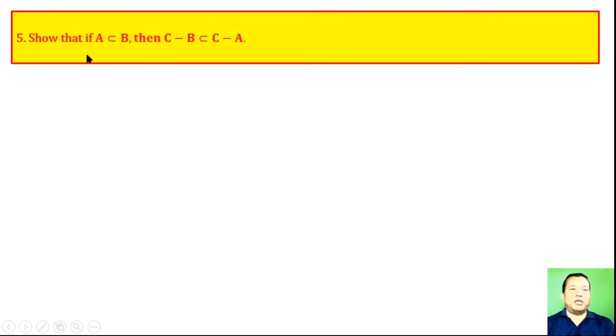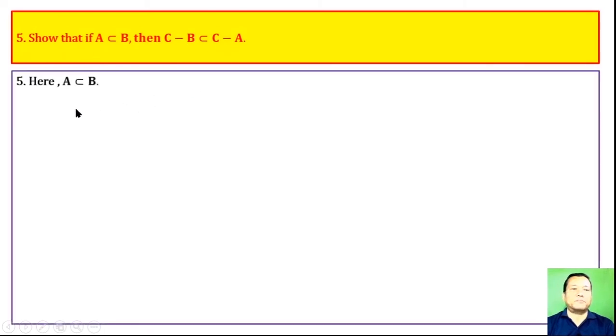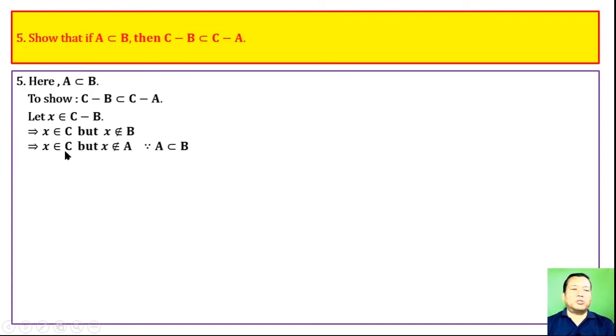Question number 5. Show that if A is a subset of B, then C minus B is a subset of C minus A. Here A is a subset of B. To show C minus B is a subset of C minus A. Let X belongs to C minus B. This shows that X belongs to C, but X does not belong to B. Since A is a subset of B, X does not belong to A. This shows that X belongs to C minus A. C minus B is a subset of C minus A. Hence proof.